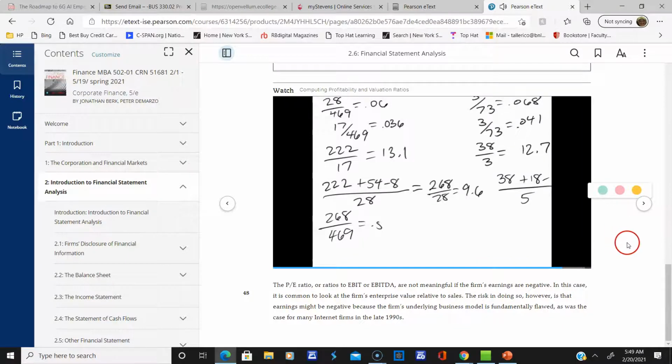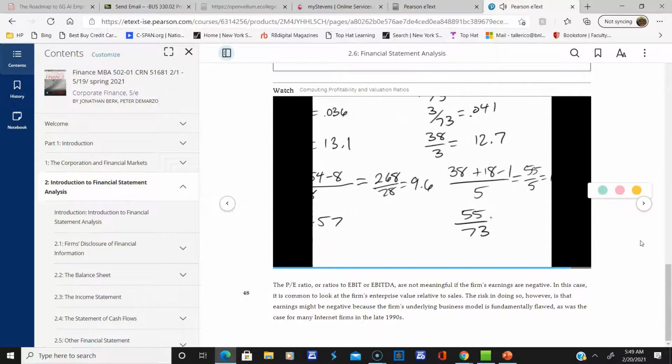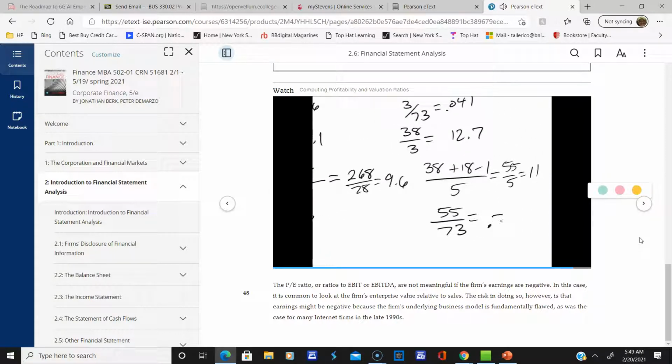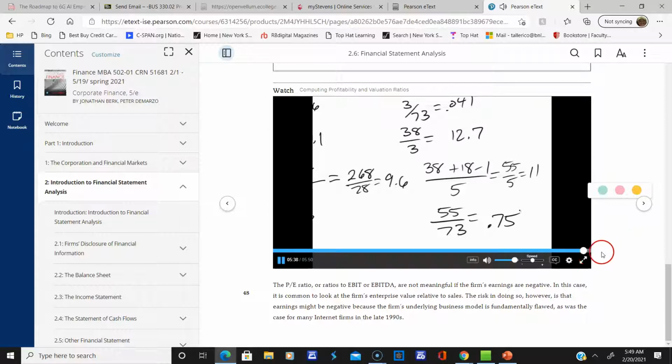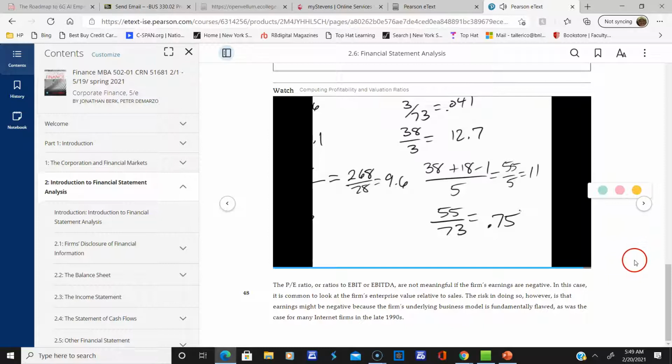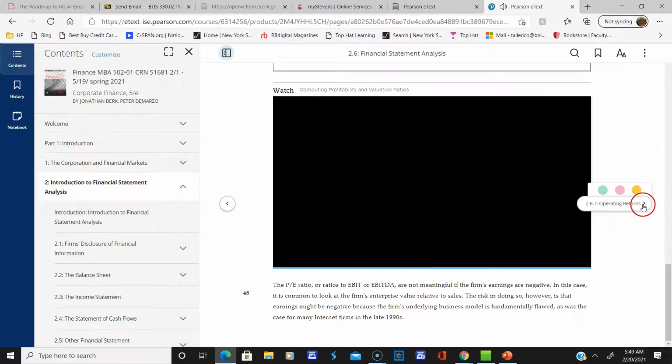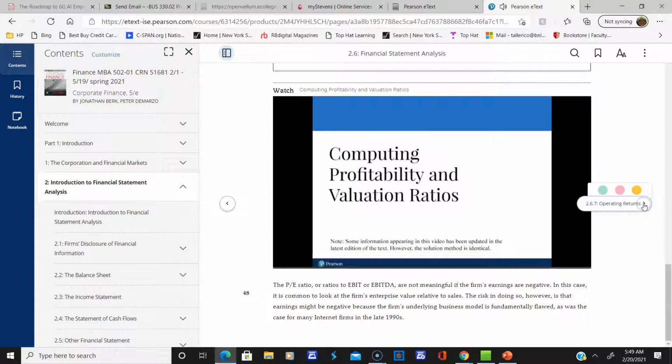So we get 0.57. And then similarly for Target, we have the enterprise value of 55, sales of 73, and we get 0.75. So these provide a way of comparing the two firms based on their profit margins, market expectations of growth, and market valuation relative to a dollar of operating income or a dollar of revenue. Okay, so I hope everybody found that interesting.